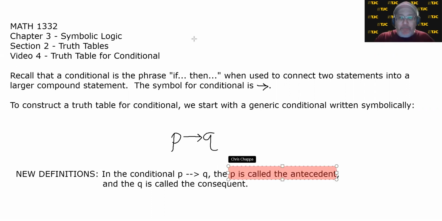Now, it's not always the letter P, but it's based on its position, the thing on the left side of the arrow. And the Q is called the consequent. In the context of the actual phrase if then, the antecedent is the statement that follows if, and the consequent is the statement that follows the word then. Remember that sometimes in a conditional, the then isn't stated explicitly, but it's implied.